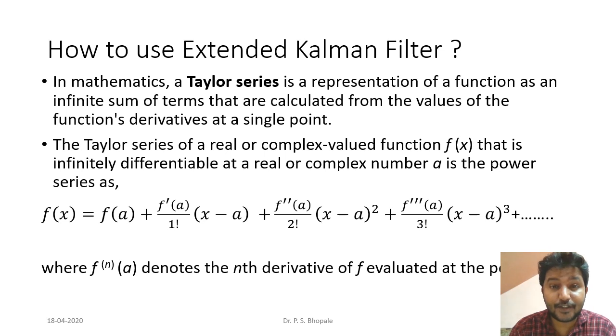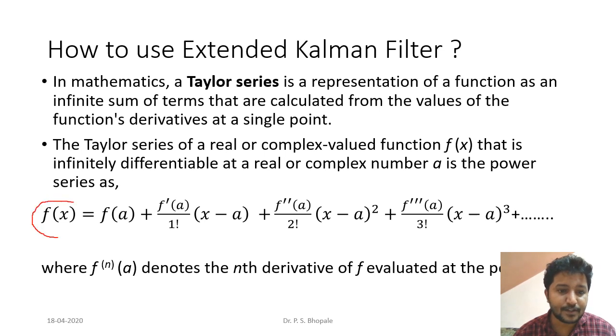So how to use this in the extended Kalman filter? For the linearization part, we use a Taylor series expansion. A Taylor series expansion is nothing but a representation of a function as an infinite sum of terms that are calculated from the values of the function's derivatives at a single point. In simple words, any nonlinear function can be represented as a sum of infinite terms with some factorial or power series.